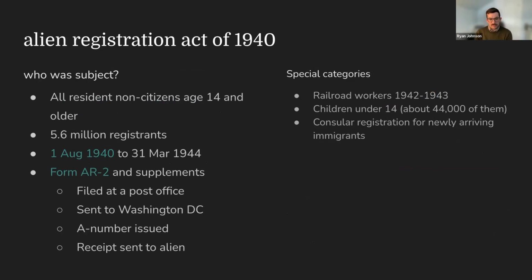The INS issued them an A number, or an alien registration number, and that non-citizen would get a receipt in the mail with that number that then tracked with them the rest of their lives. There are some special categories that we're not so concerned with today. If you get interested in those later, there's information on the National Archives website that I refer to in the handout.